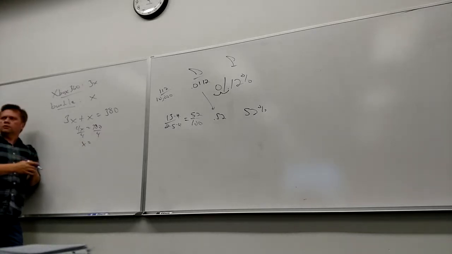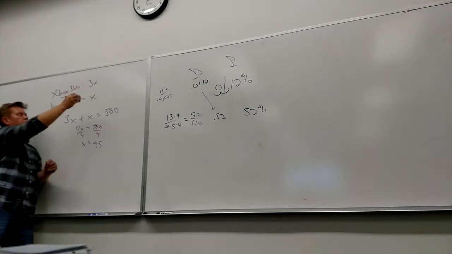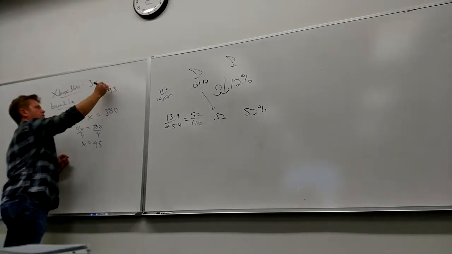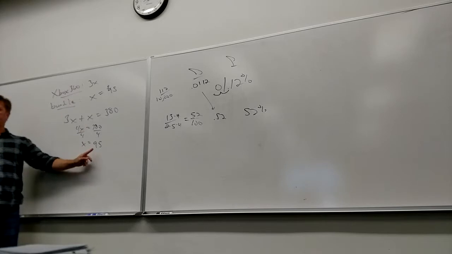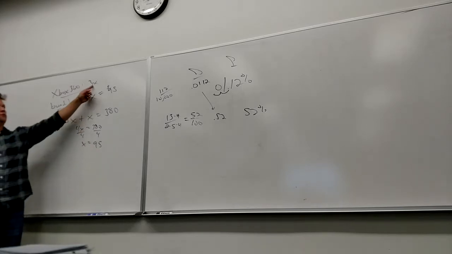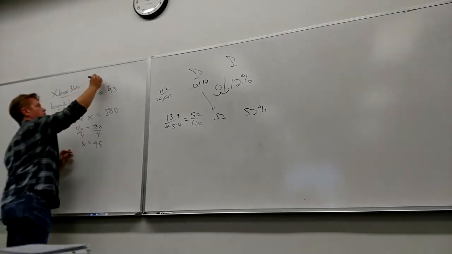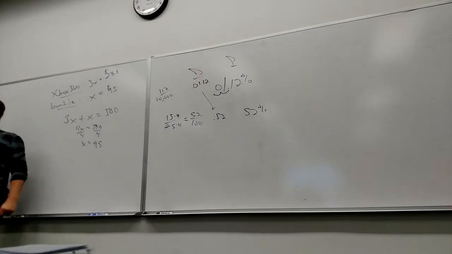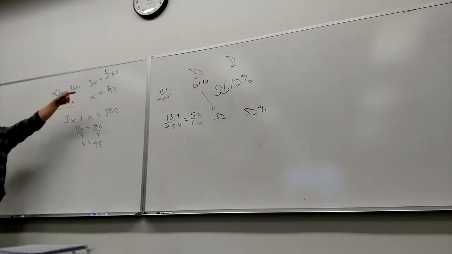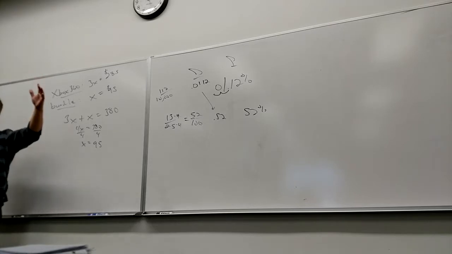95. Yes. So the bundle of games is $95. And the Xbox is 3 times X, and X is 95. So 3 times 95 is 285. How can you check yourself? How do you know that's right? They've got to add up to 380, and thank God they do. If you add them, it actually does make $380.